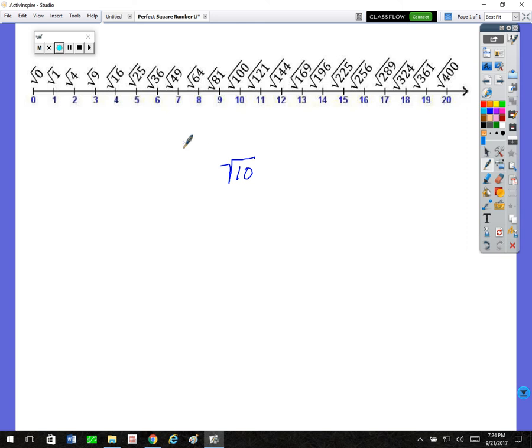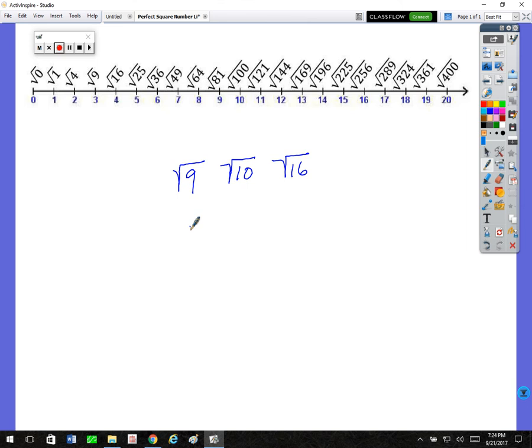Okay, so if I'm looking for the square root of 10, all we're going to do is try to find out where I would put 10 on the number line in the perfect squares. So if I look, I would know 10 would go between 9 and 16. So the perfect square to the left of 10 is 9. To the right of 10 is 16. So it's between two perfect squares.